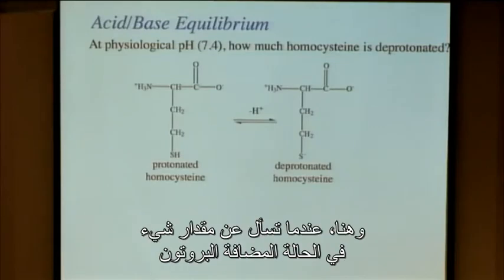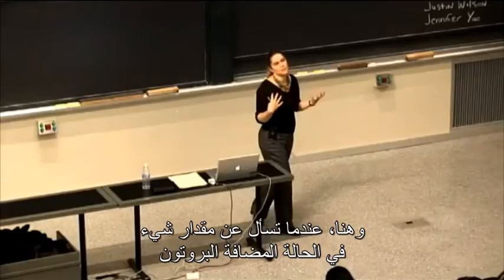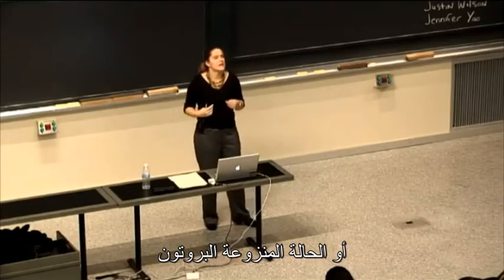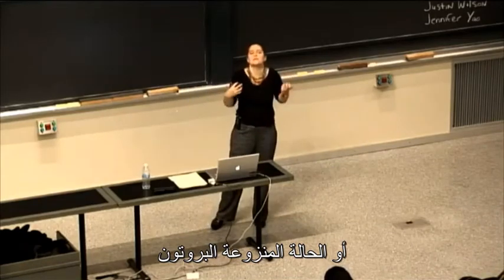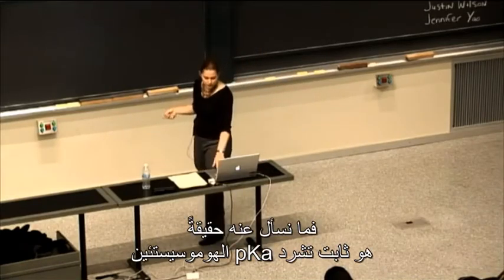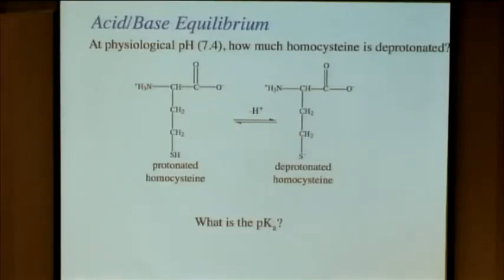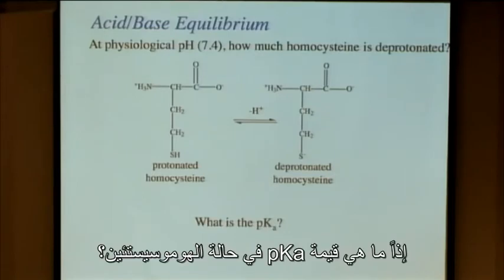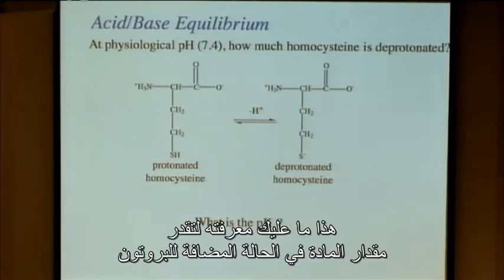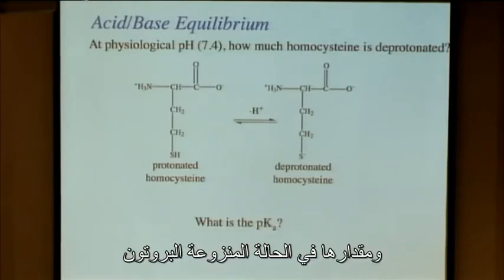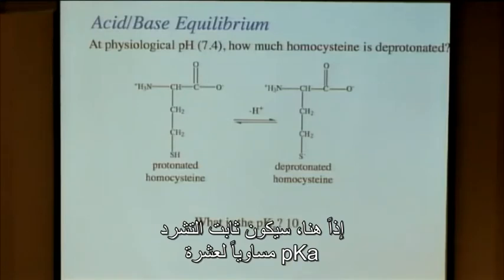And here, if you're asking how much of something is in a protonated state, how much is in a deprotonated state, what you are asking is, what is the pKa of homocysteine? That's what you need to know to figure out how much would be in the protonated state and how much would be in the deprotonated state. So here, the pKa is 10.